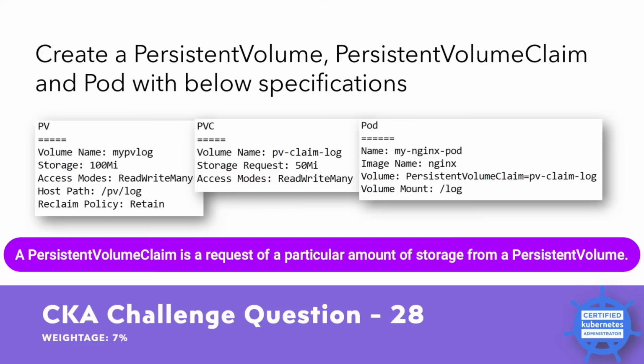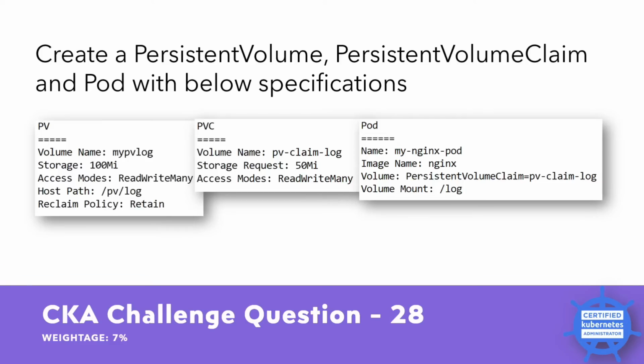A persistent volume claim is a request for a particular amount of storage from a persistent volume. In this case, the claim is requesting 50Mi of storage that can be accessed and written to by multiple pods at the same time.